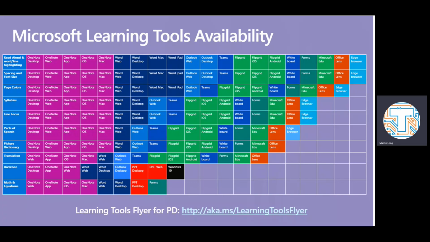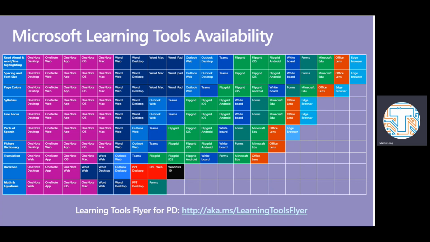There is a periodic table of learning tools available, and it's called the Microsoft Learning Tools Availability Grid. If you search for it online, or there's an address there at the bottom of this slide, it will give you regular updates as to the developments that Microsoft are making and where you can find these tools embedded across different apps in the Office 365 platform.